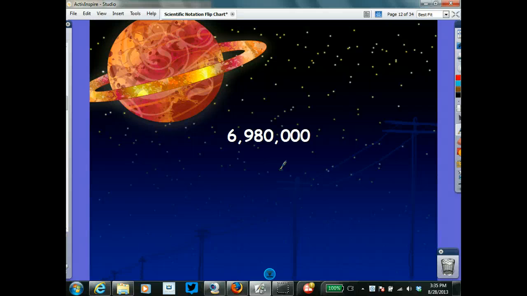Same principle, just a little bit different look. Alright, so in this case, I know I'm going to start back here and just count the spots. 1, 2, 3, 4, 5. I can't stop there. 69 is definitely not between 1 and 10. So let's go to the 6th one. Okay, so I'll say 6.98 times 10. I think it's the 6th one. 2, 3, 4, 5, 6, times 10 to the 6th power.